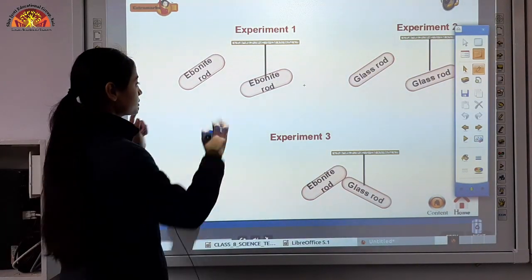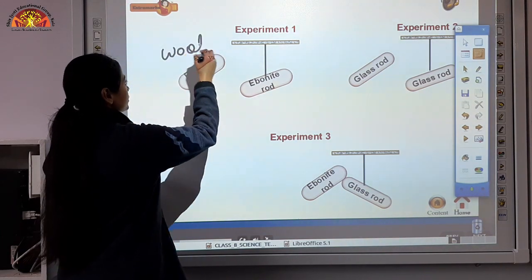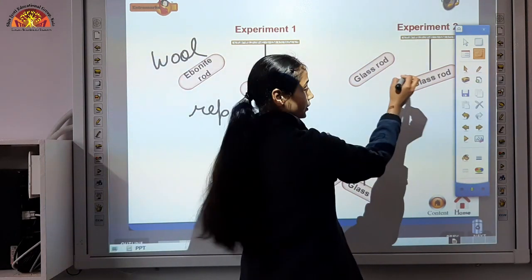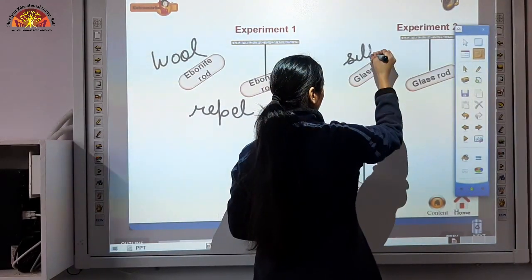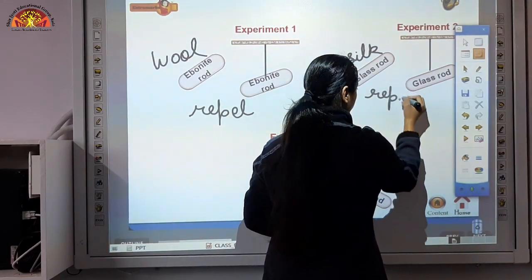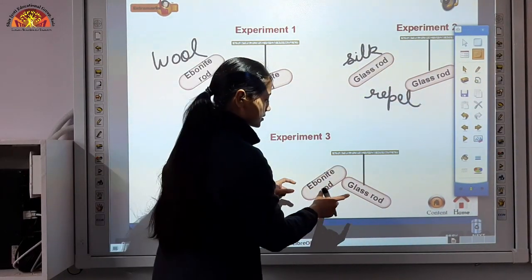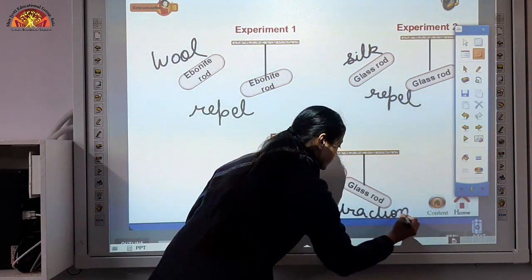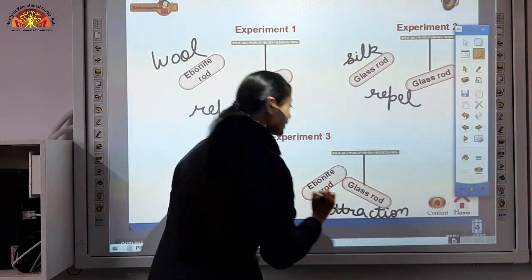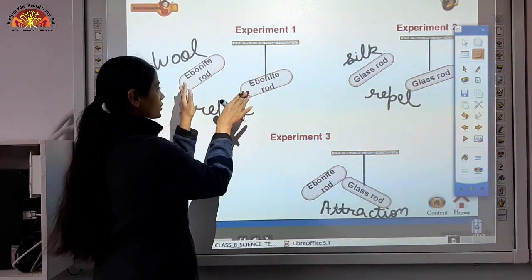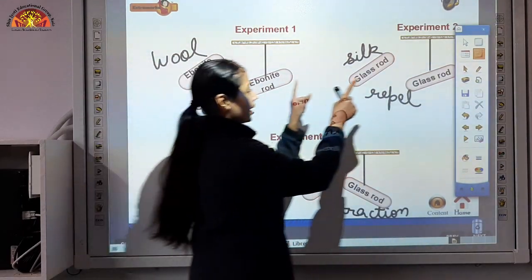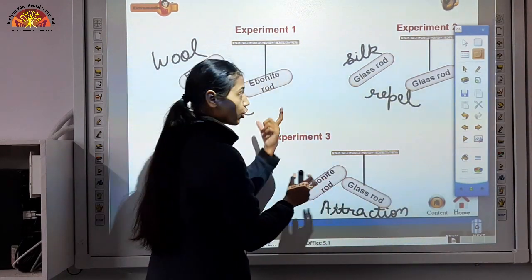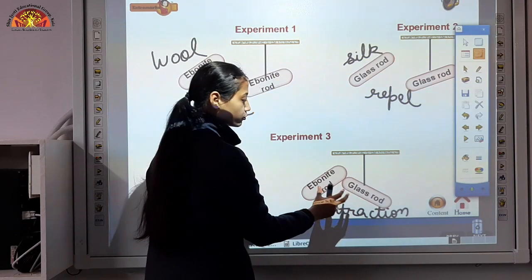In the first experiment, we were rubbing with wool and there was repulsion. In activity 2, we were rubbing the rods with silk cloth and again they were repelling each other. But in this case, there was a force of attraction. So by this, we can conclude that the ebonite rods had the same kind of charges and the glass rods had the same type of charges. But when opposite charges are brought together, there was a force of attraction.